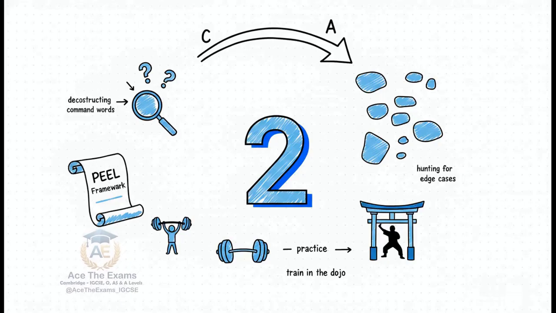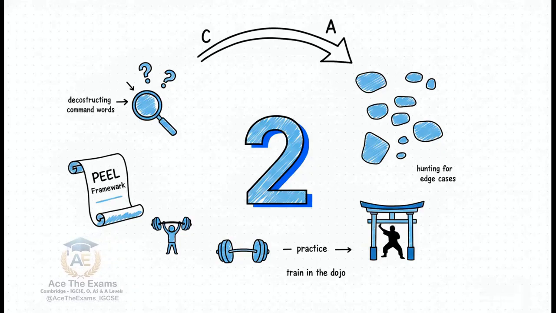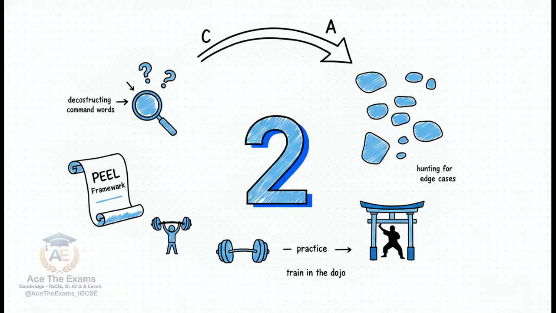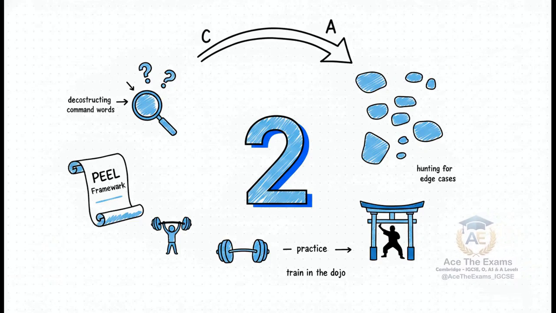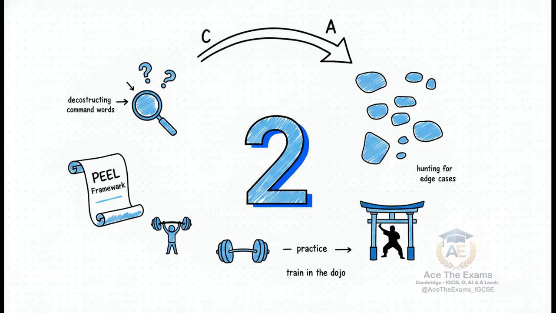And this brings us to a very important number on the screen. 2. This is the social proof directly from our data. Students who implement these computer science strategies see an average improvement of 2 grade boundaries, but only if they practice consistently with our weekly videos. That is literally the difference between sitting at a C and jumping up to an A. But remember, this transformation only happens if you are putting in the reps. You have to train in the dojo. You have to use the PEEL framework, deconstruct those command words, and actively hunt for those edge cases.